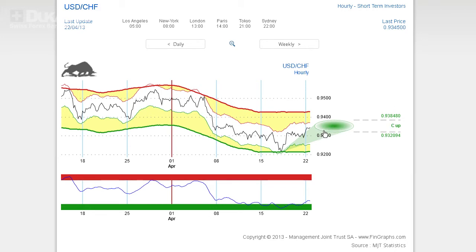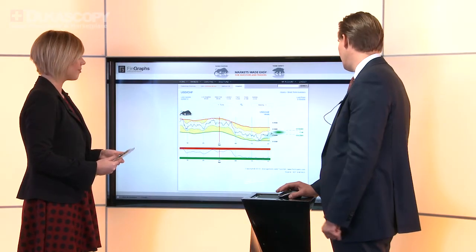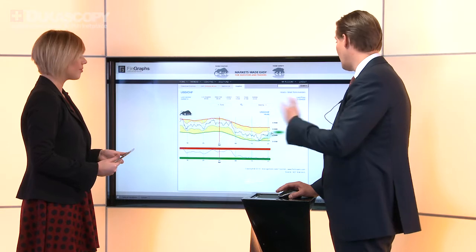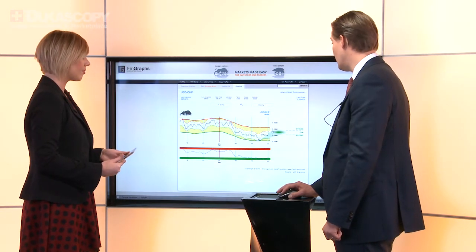So this weakening of the euro, i.e. strengthening of the dollar, which is against the euro and against the Swiss franc, would need to pass these levels, but if they do, there's probably quite a nice move to be anticipated. So that's a bit of opportunity.